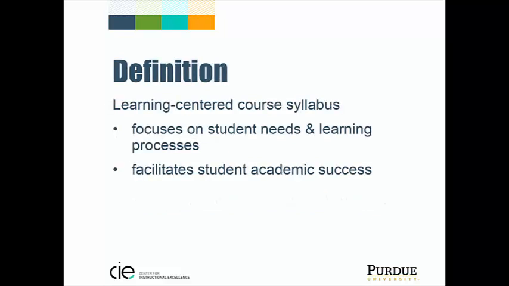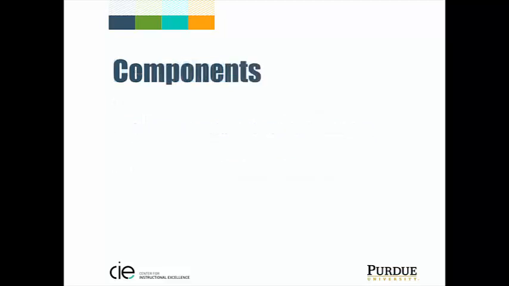A learning-centered course syllabus focuses on the needs of the students and their learning processes. Instructors specifically include information that will facilitate the academic success of the students. An effective course syllabus does not have to follow a formula, but the following 5 components are focused on student success. A description of the course purpose. Students want to know what to expect from the course and why it is important they learn the content and how it will help them in the future.